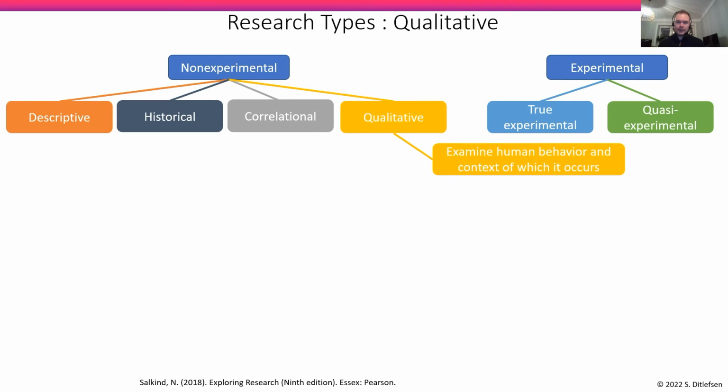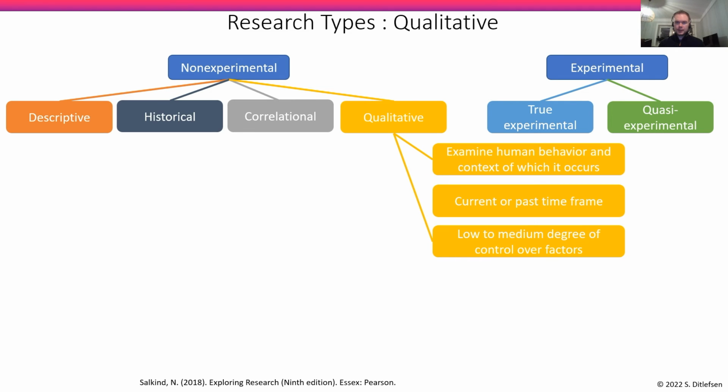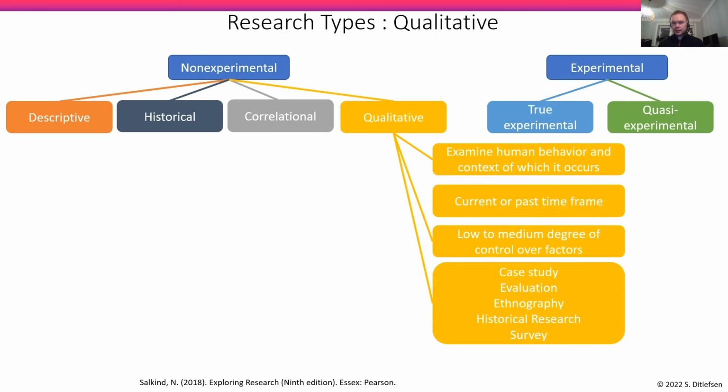Qualitative. Examine human behaviors and the context in which they occur. Current or past time frame. We have low to medium degree of control over factors. Examples are case studies, a case study in a company, evaluation, ethnography, historical research or surveys.